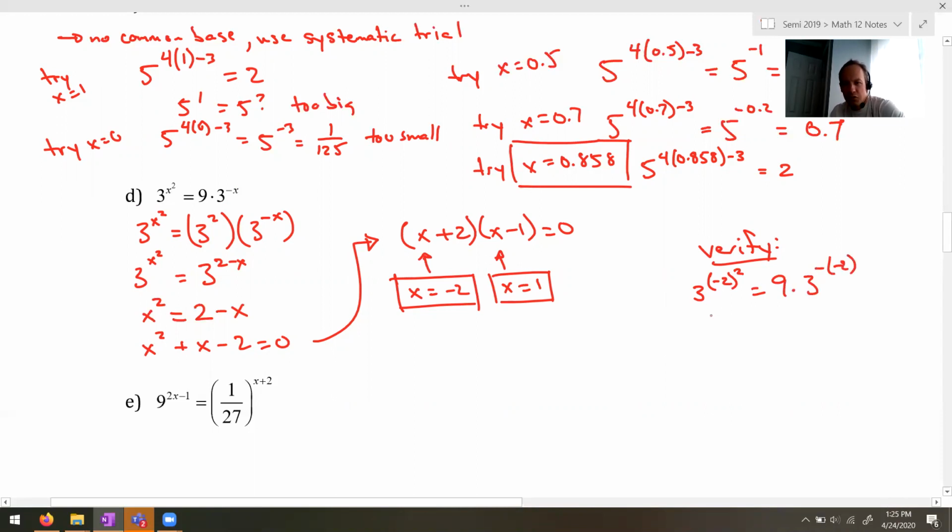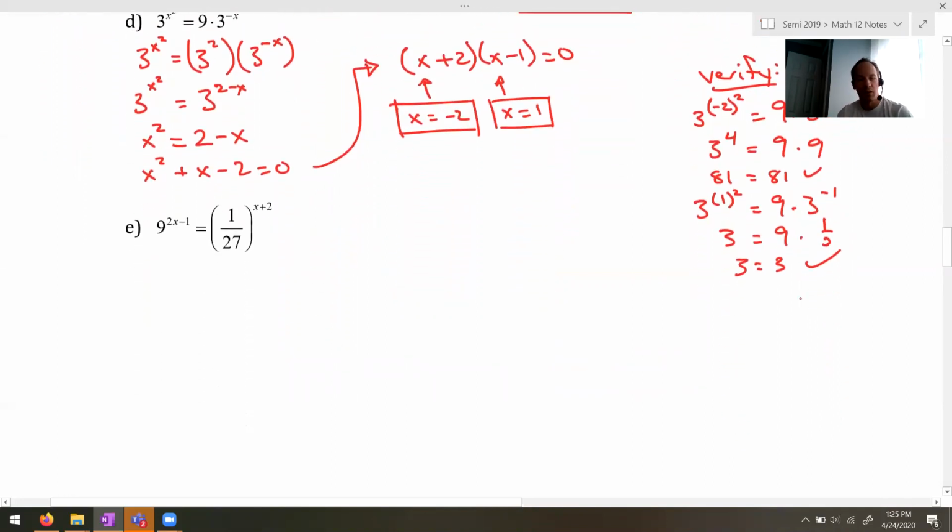Okay, so is this true? Is it true that 3 to the power 4 is equal to 9 times 3 squared, which is 9? So this is 81 equals 81, checks out, and we could even check the other answer here. So this would be 3 to the power of 1 squared. Is that equal to this? So that's 3. This is 9 times 1 over 3. 3 equals 3. Yeah, that checks out too. Okay, so they're both good answers, but it might be worth your while to verify.